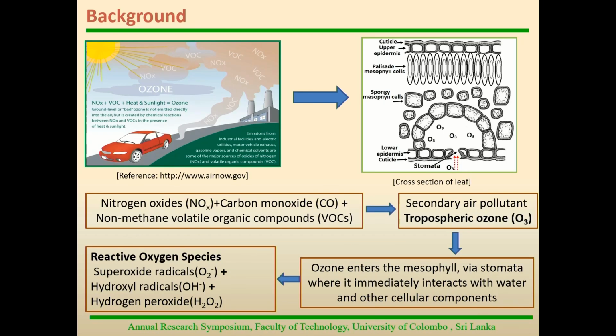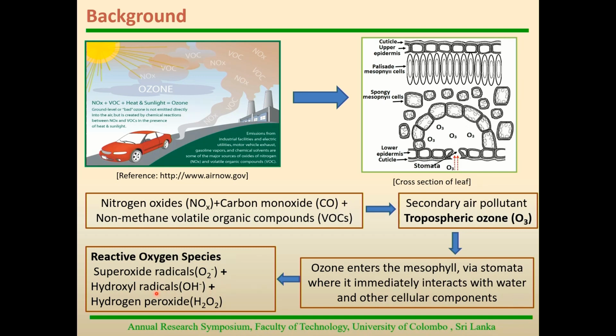Moving to the presentation, some of you may be aware that tropospheric ozone, or ground level ozone, is a secondary air pollutant produced by the photochemical reactions of nitrogen oxide, carbon monoxide, and volatile organic compounds. This ozone is a very harmful air pollutant for plants. Ozone enters the plants primarily through the stomata and immediately interacts with water and other cellular compounds and makes reactive oxygen species.